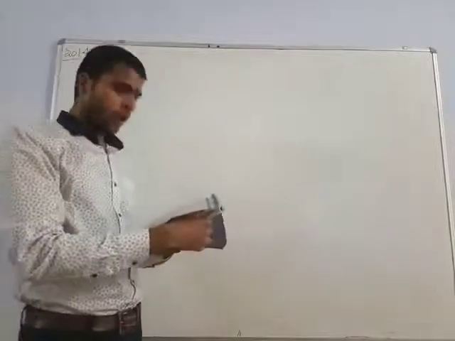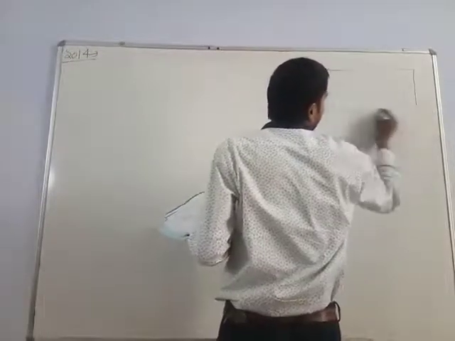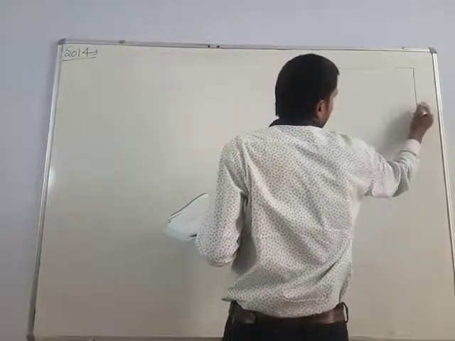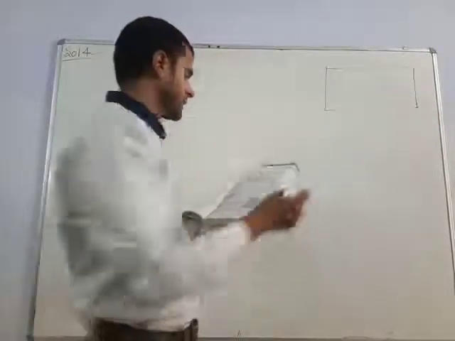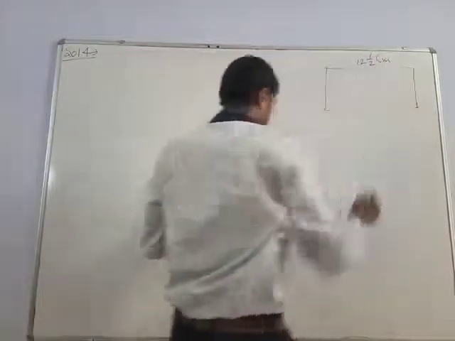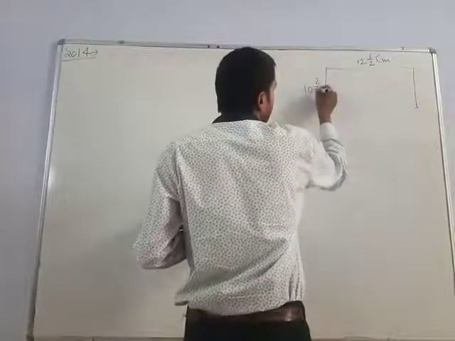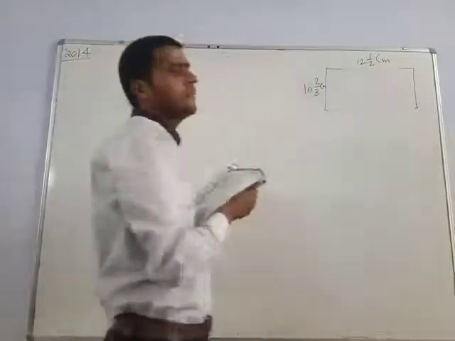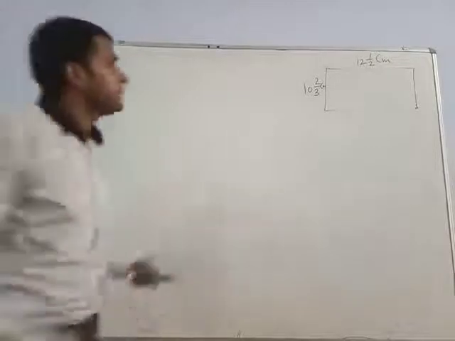In question number 4, a rectangular sheet of paper. Rectangular sheet of paper means this is rectangular. A rectangular sheet of paper is 12 1 upon 2 centimeter long, and 10 2 upon 3 centimeter wide. Wide means breadth. So find its perimeter.